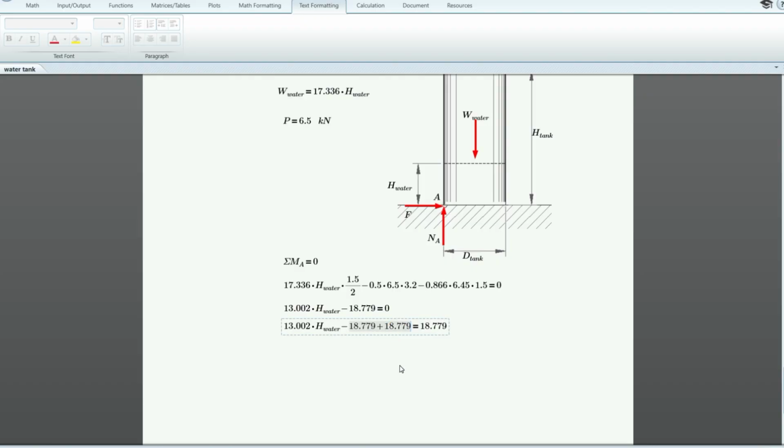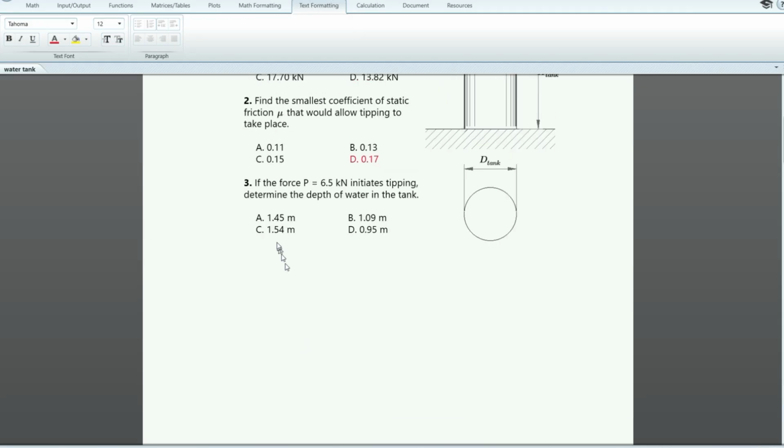Then the last two terms will be 0. Next, we will divide the whole equation by 13.002. So this coefficient here will cancel out, or that's equal to 1. So our depth of water is equal to 1.444 meters, or this one, 1.45.